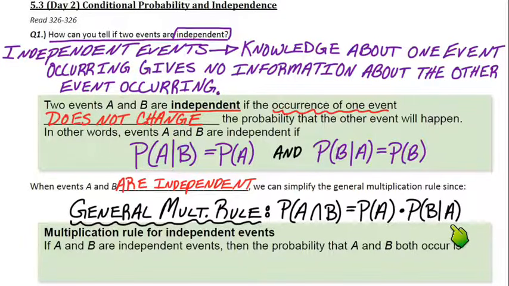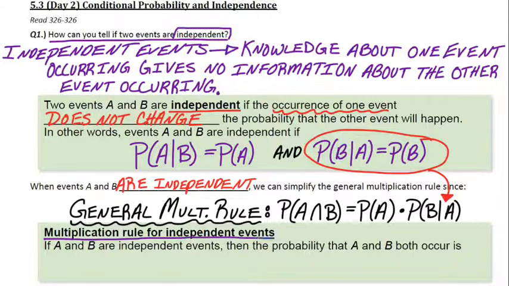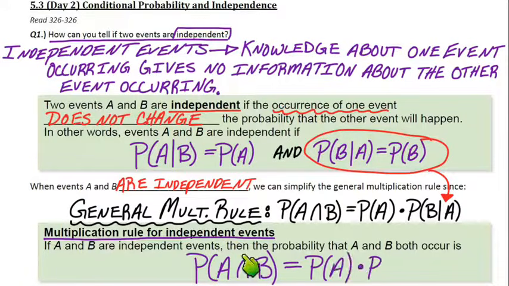But what's nice about independent events is that if A and B are independent, the probability of B given that A has occurred doesn't even matter. It doesn't even affect B. So that just simplifies to the probability of B. We're going to use this to make the general multiplication rule a little bit simpler for independent events. So if they are independent, the probability of their intersection, the probability that A and B occur, is just equal to the probability of A times the probability of B. Really straightforward. Just multiply their two individual probabilities.